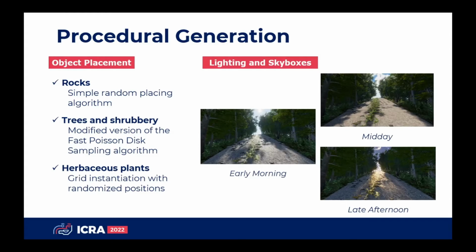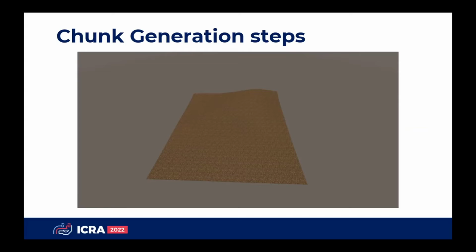By the way, I forgot to mention that in this first generation of the simulator, we are using Unity, and that allows us to have different kinds of light models. So we can simulate a normal midday scenario, or we can have early morning light or late afternoon light near sunset. And that's for you to see.